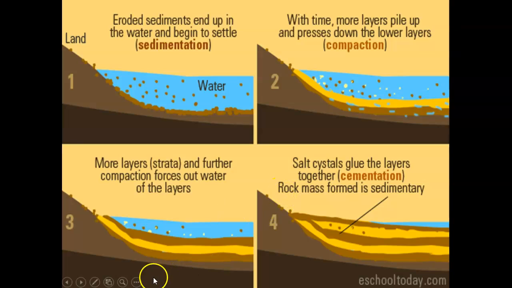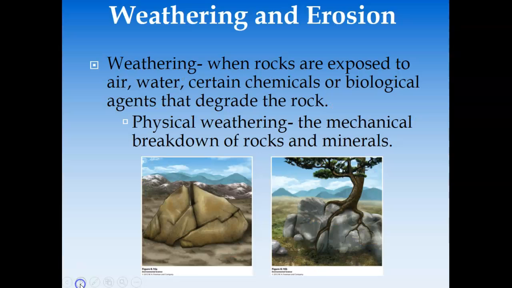Here's another image of sedimentary rock formation. And so just sediment building up over time, compaction occurs. You've got layers that then form, and then you've got cementation that occurs because salt crystals in the water actually glue the layers together, forming one solid rock.